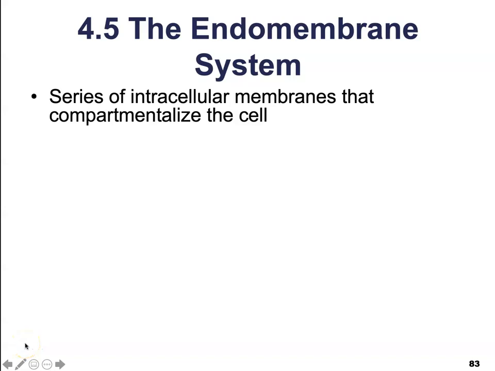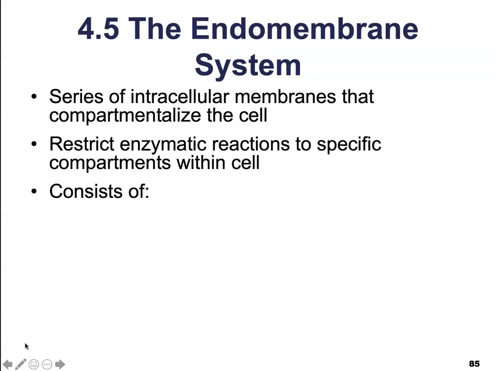All right, next up is the endomembrane system. Now, the endomembrane system compartmentalizes the cell so that particular enzymatic reactions are restricted to specific regions and help increase the overall efficiency of the cell. When we restrict those enzymatic reactions to specific compartments, we can prevent incompatible reactions from happening at the same time or in the same location.